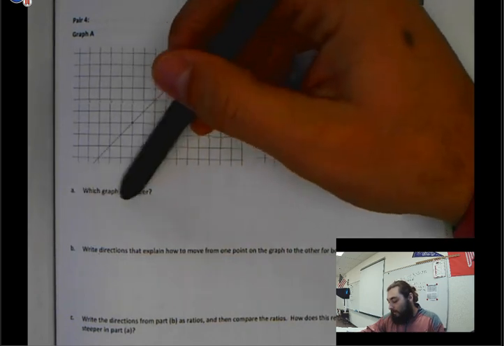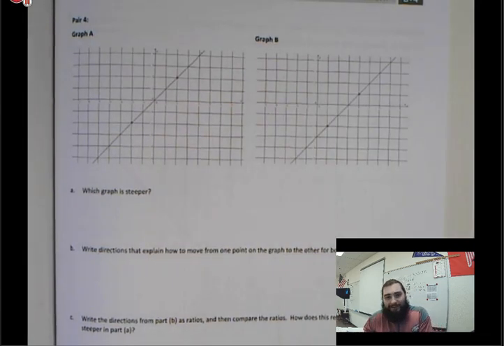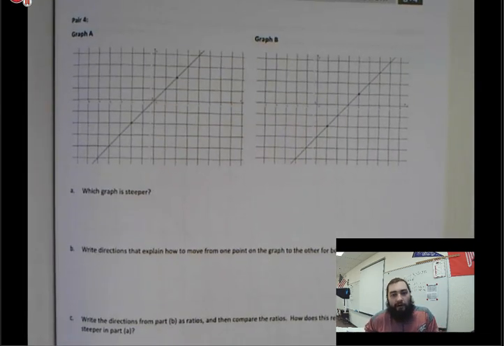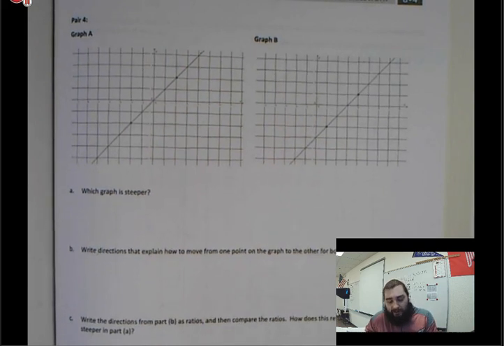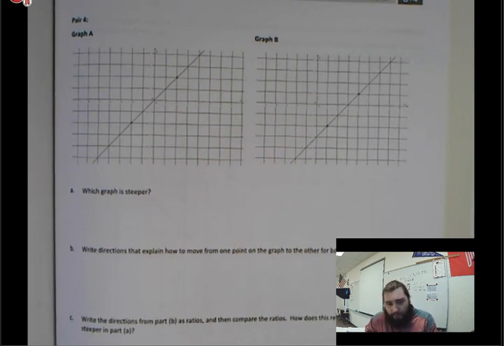Essentially, part A asks us which graph is steeper. And that's been our question. That's been the first question. That's been really our look at determining between the two lines that have been given to us, the two equations that have been placed on these coordinate planes, which one is steeper, and as a result being able to determine which one has the larger slope.